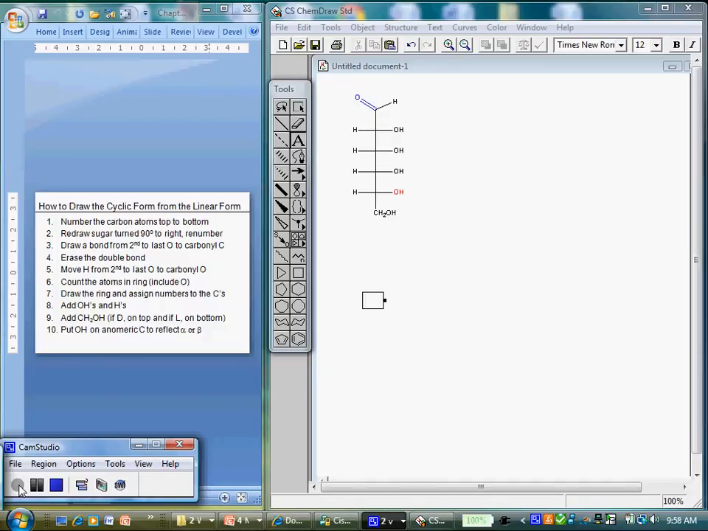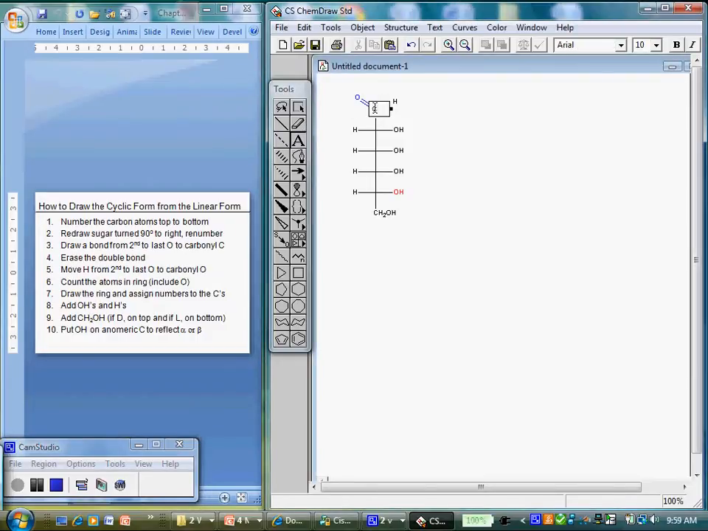Let's look at a problem of how to draw the cyclic form from the linear form. On the left, we have our steps. On the right side of the screen, we have our sugar that we're going to manipulate. The first step says draw in the numbers of the carbons from top to bottom.